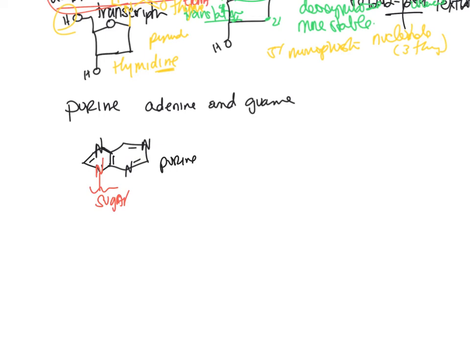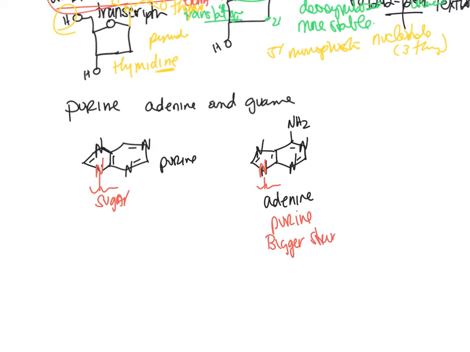So if you draw that framework, draw your 6-membered ring, your 5-membered ring, drawing your nitrogens, and then for adenine, this has an NH2 here, and then you do 4 bonds. Okay, these are purines. I think a bigger structure, smaller word. That's how I keep them straight. Okay, the other one is guanine.